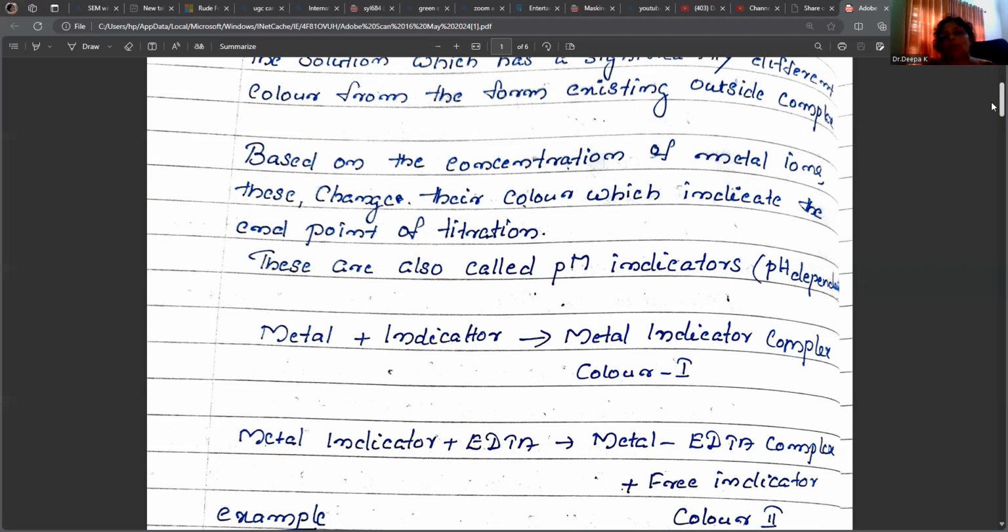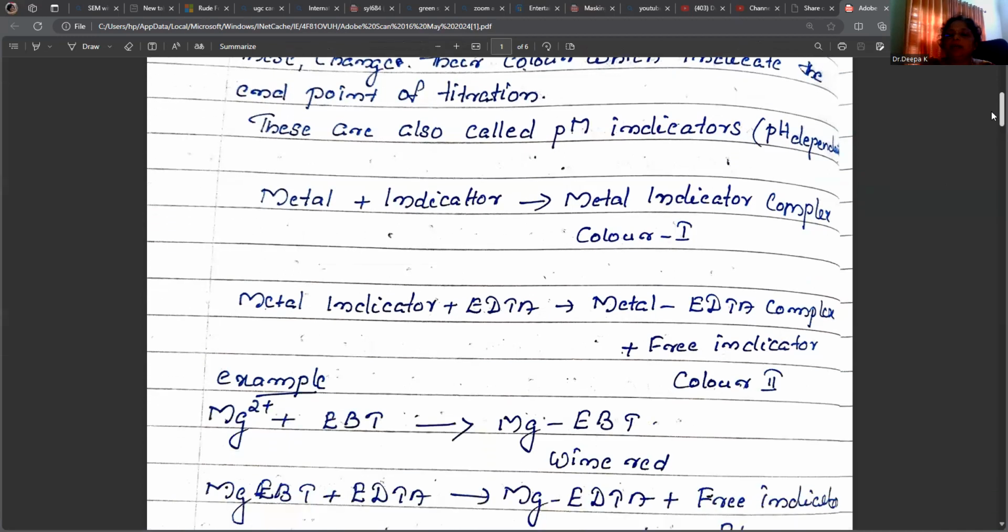The metal indicator complex has a color 1, and when EDTA is added to this metal indicator complex, EDTA, which is a chelating ligand, will form a stable complex with the metal. In this metal EDTA complex, the indicator will be replaced by EDTA, and the free indicator will be formed, which has a significantly different color too.